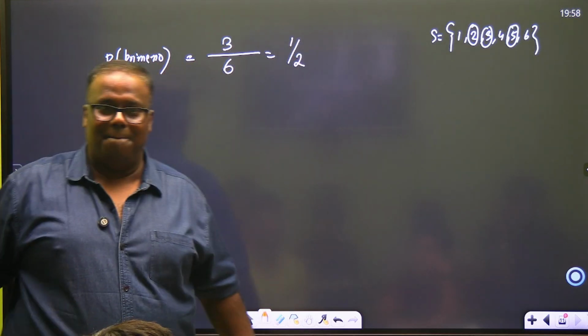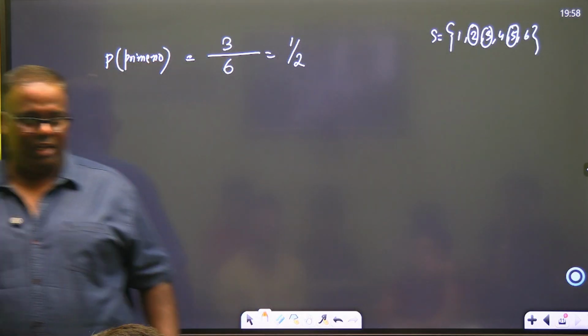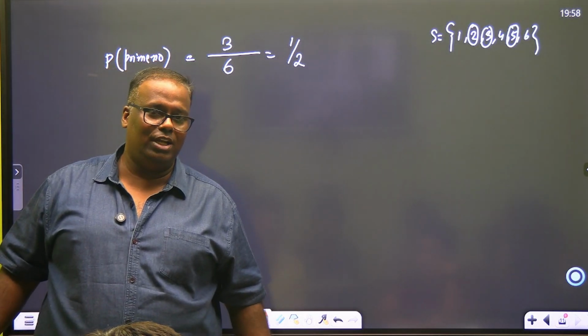So let's put it like that. I'm going to throw a dice and the call is for getting a prime number. Would you put your money on that?